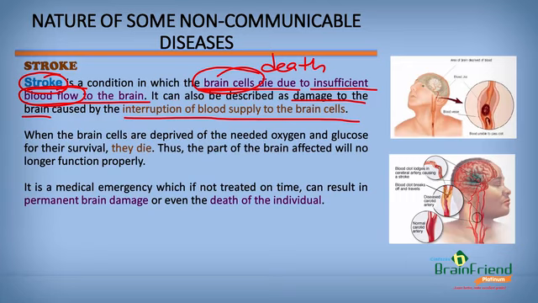When the supply of blood to the brain cells has been interrupted by anything at all, it will lead to stroke. Now, when these brain cells are deprived of the needed oxygen, remember that blood carries the oxygen to every part of the body. But it's not only oxygen it carries around, it also carries glucose to the parts of the body that need it. So when these brain cells are deprived of the oxygen and glucose needed for their survival, what will happen? They will die. Thus, the part of the brain affected will no longer function properly.